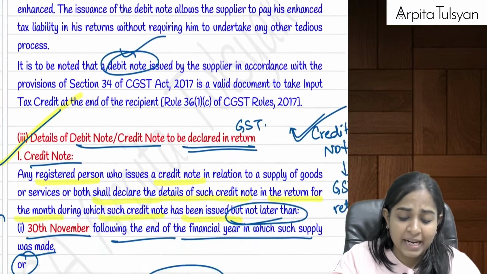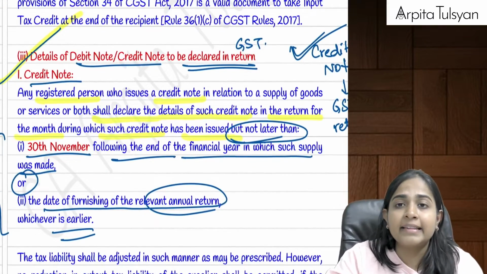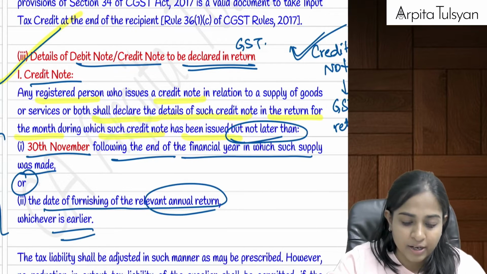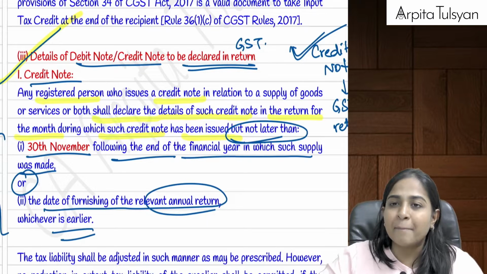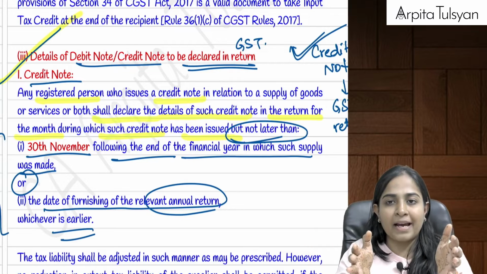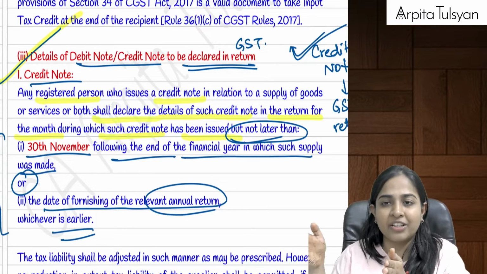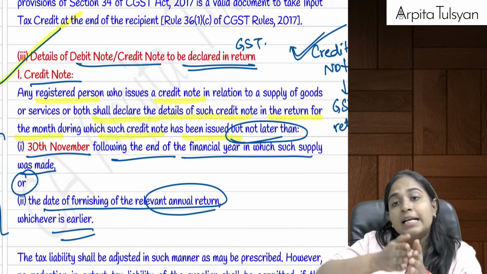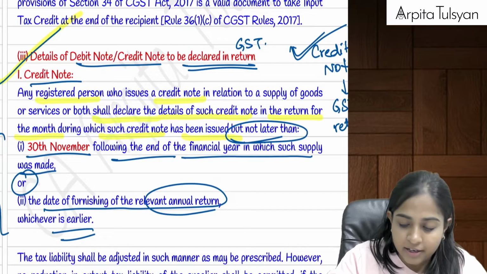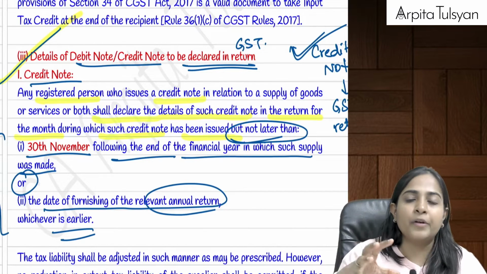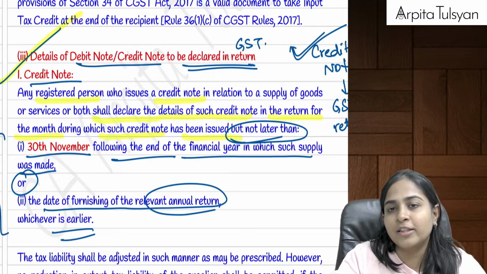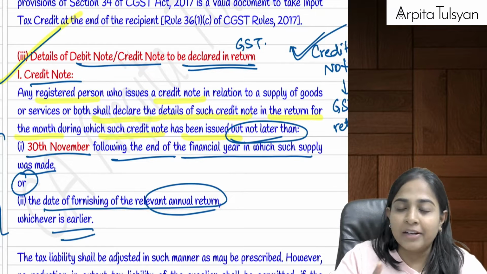Then we had studied some time period. What is the time period for declaring the credit note and debit note in the return? So the credit note should be declared in the GST return in the same month in which the credit note was issued, but not later than 30th November following the end of the financial year in which the supply was done, that is 30th November of the succeeding financial year of the supply, or before filing the annual return, whichever is earlier. Before this particular date, the credit note should be disclosed in the GST return. If the credit note is not disclosed in the GST return, then in that case, it will not affect your tax liability.